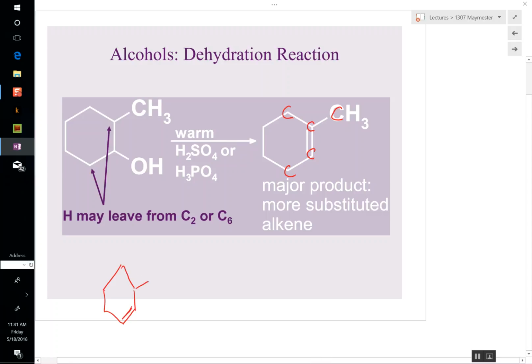We could get this molecule. Now, where's that methyl? The methyl's right here. But this double bond has only 1, 2 carbons on it. Ends up with only 2 substituents on it. So it's the minor product. This one ends up with 3 substituents on it, and it's the major product.